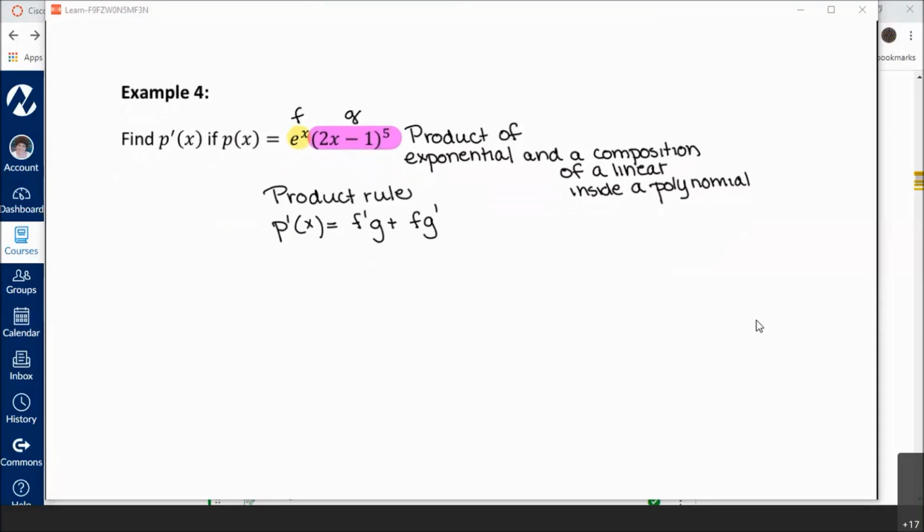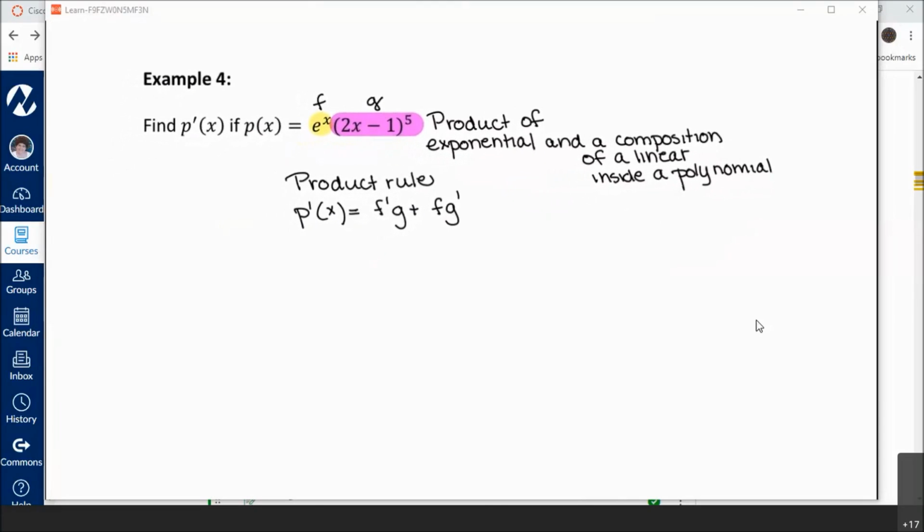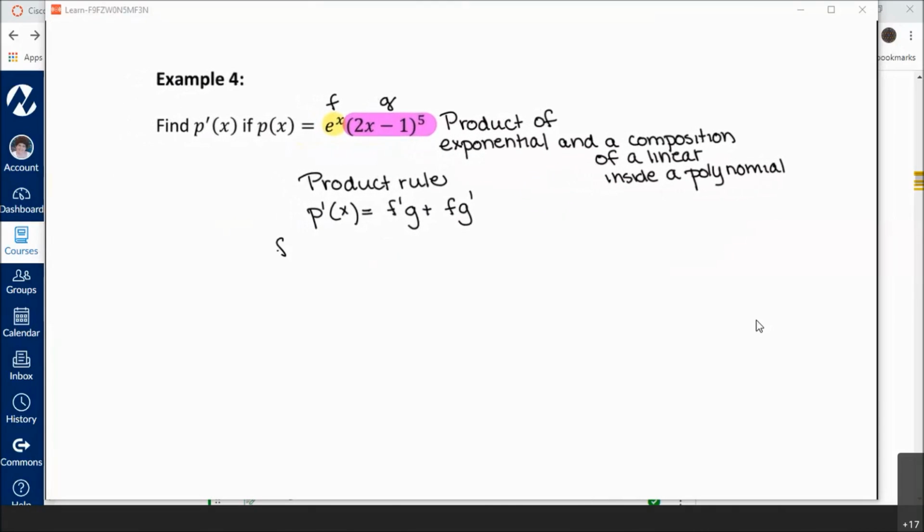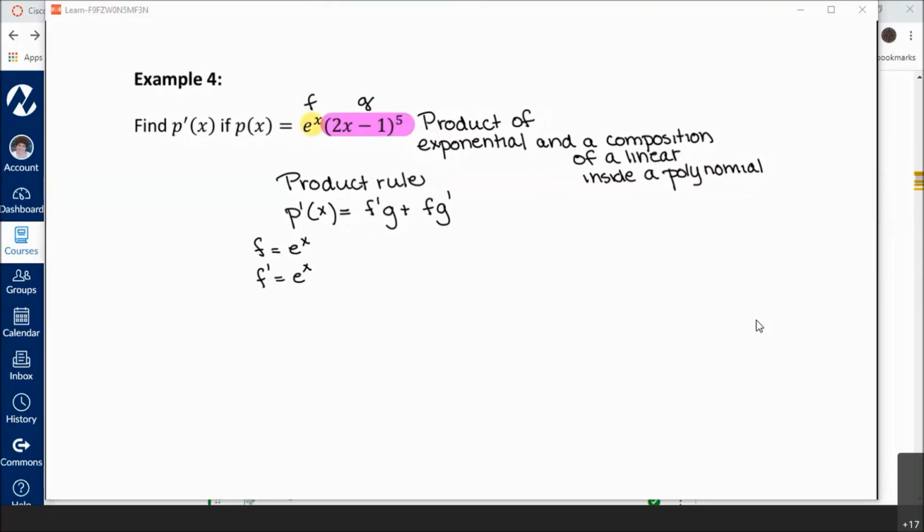Okay, there's the product rule. Okay, so then I have F equals e to the x, F prime equals, well, e to the x. It's the only function that's its own derivative. Okay, G equals (2x minus 1) to the fifth. G prime equals, I have to do the inner-outer business again.